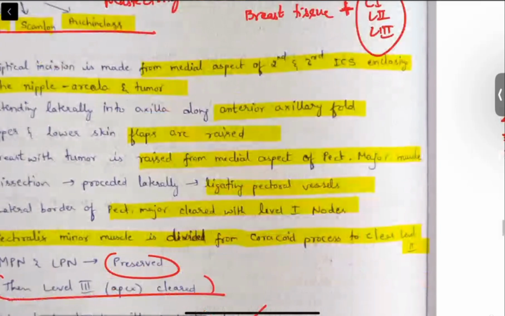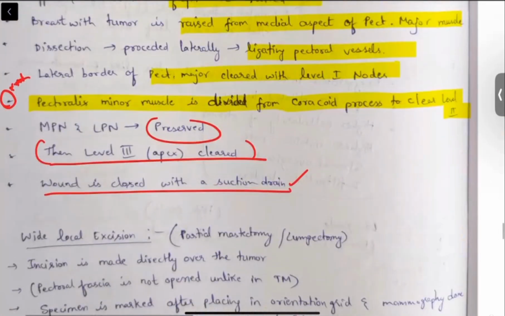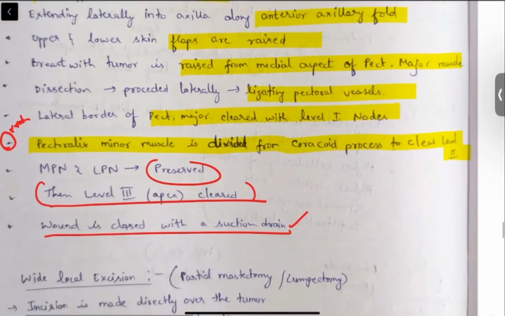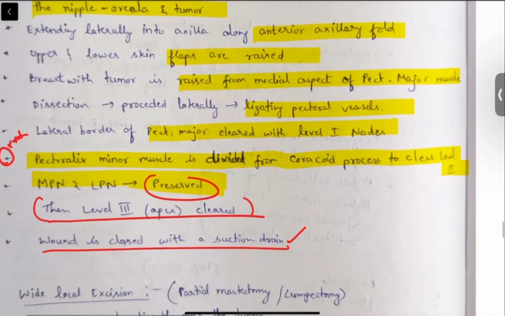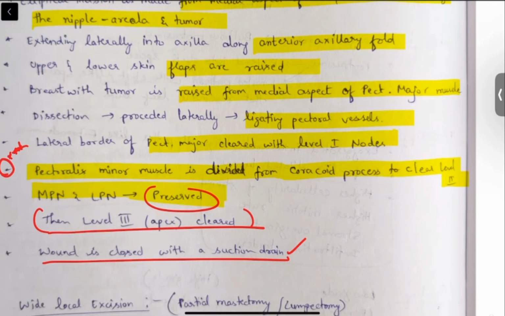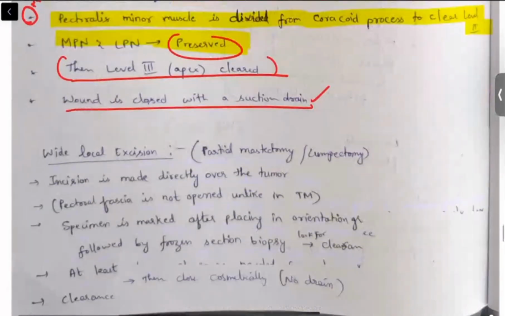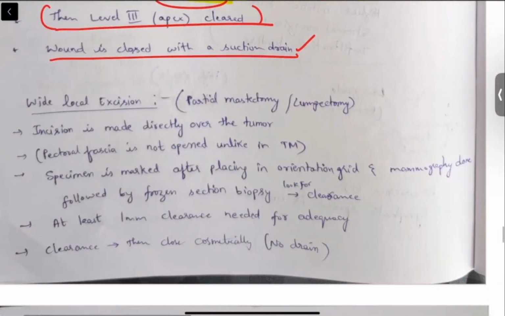Along with that, the tumor is also removed. So this is the procedure. Here, medial pectoral nerve and lateral pectoral nerve are preserved. Pectoralis minor muscle, again, is left to you. Whether you want to preserve it, or what type of method you are following, based on that you can do the surgery. Next, coming to wide local excision.